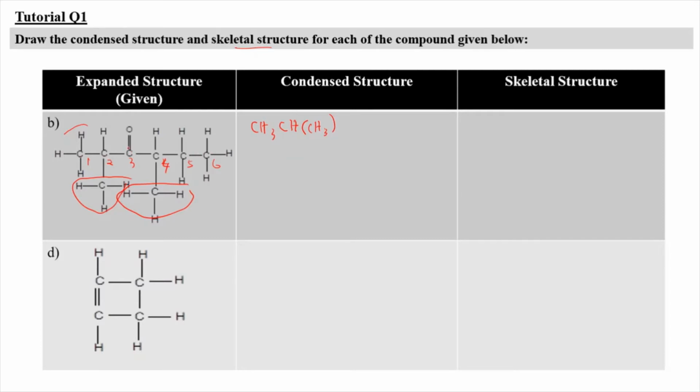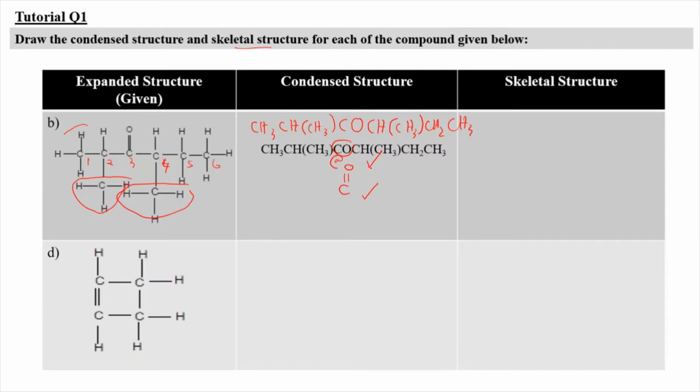Then for number 3, we have CO. Number 4 is CH, and we have CH3 as the branch here, so we put it in brackets as CH3. Carbon number 5 is CH2, and number 6 is CH3. So, put nicely, I get CH3, CH(CH3), C=O, CH(CH3), CH2, CH3, where the CO can also be written as C double bond O. It's optional whether you write it this way or this way.